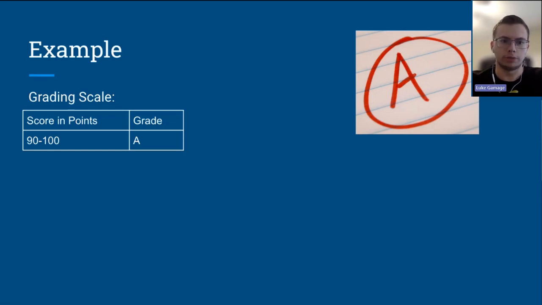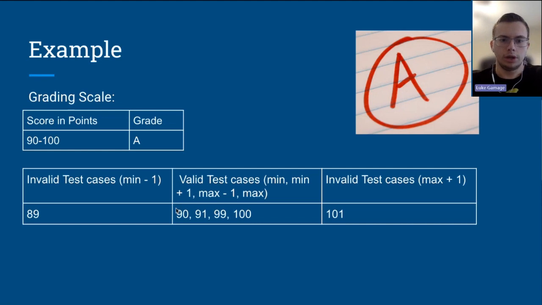So what does that look like for our test cases? If we look at here, we have our invalid test cases all the way on the left. We have min minus 1, right? So this would be the test case right before our minimum, and that would be 89. This would be an invalid test case for this partition.